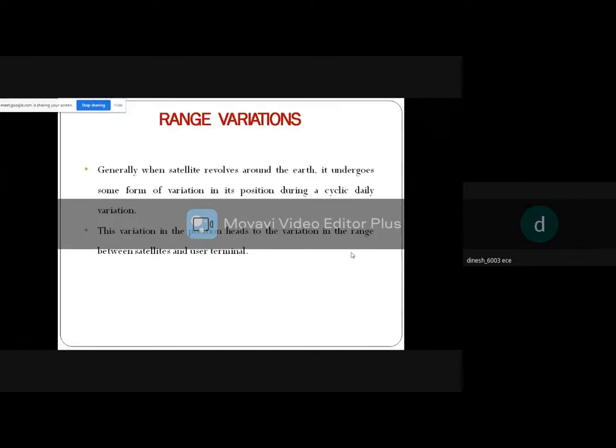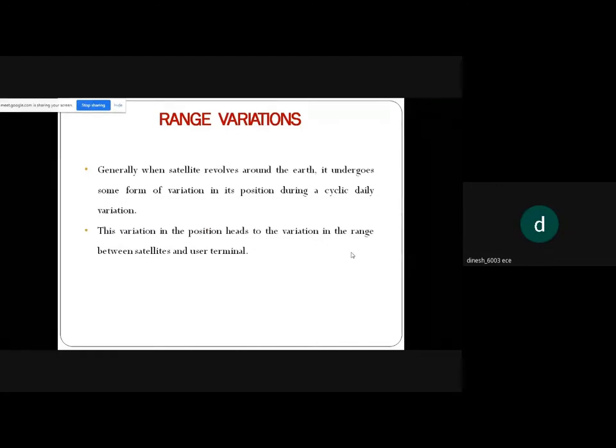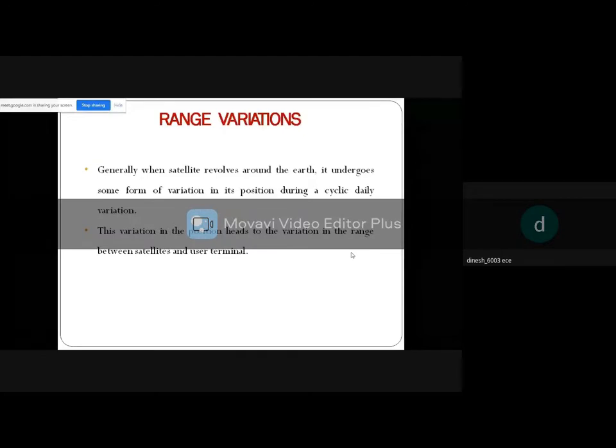Next topic is range variations. Generally, when a satellite revolves around the Earth, it undergoes some form of variation in its position during a cyclic daily variation. This variation in position leads to a variation in the range between satellites and user terminals.